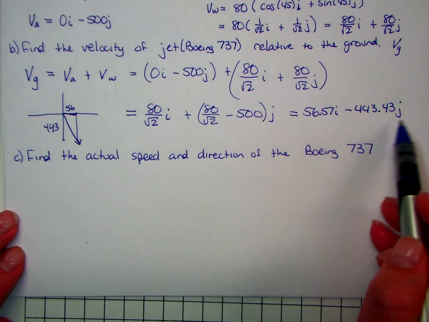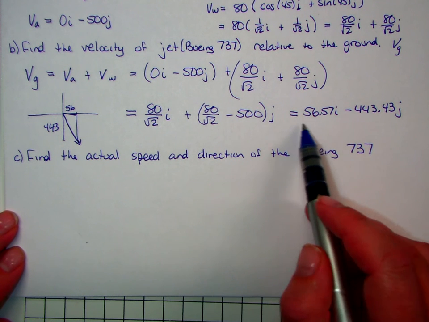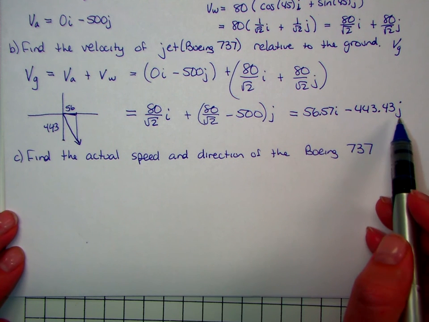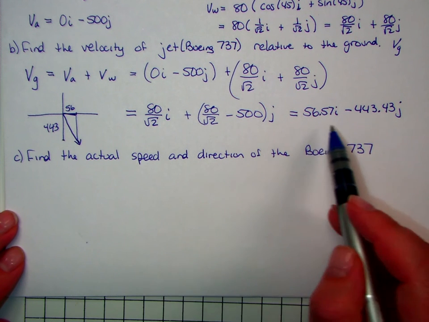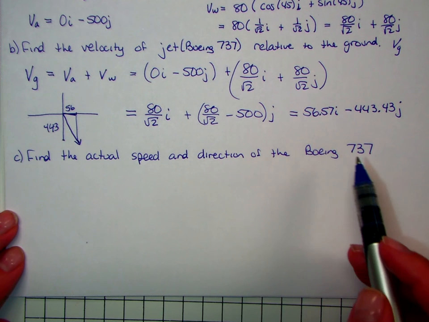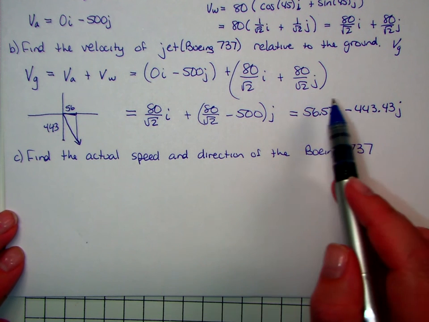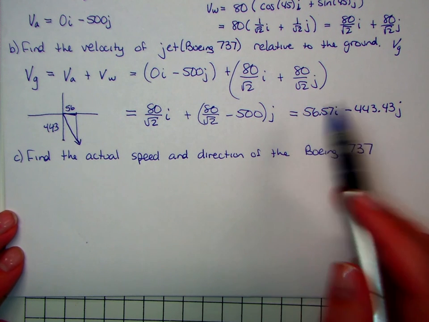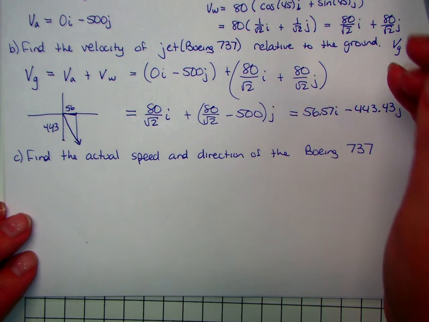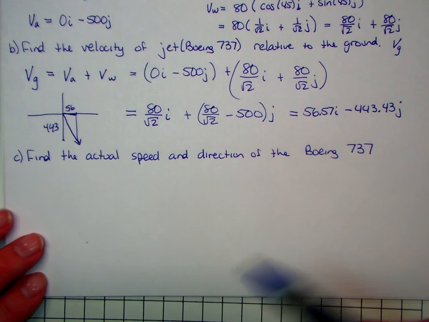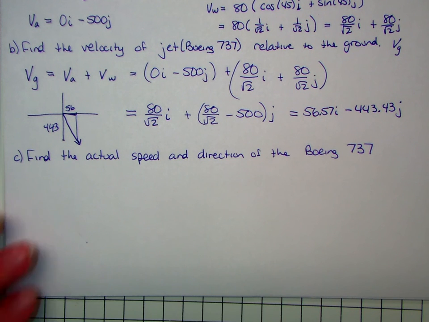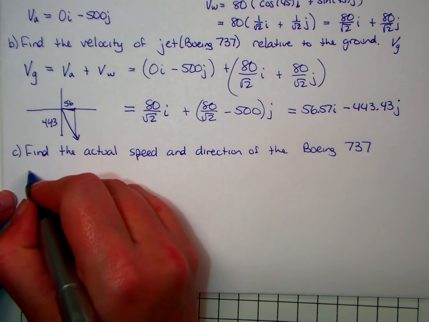Now, question C says find the actual speed and the direction of the Boeing 737. So if this is the velocity vector, what's the actual speed? Well, that's the magnitude of this velocity vector. And the direction, let's see if we can figure out an angle, and we can write it using direction words, north, south, east, and west.